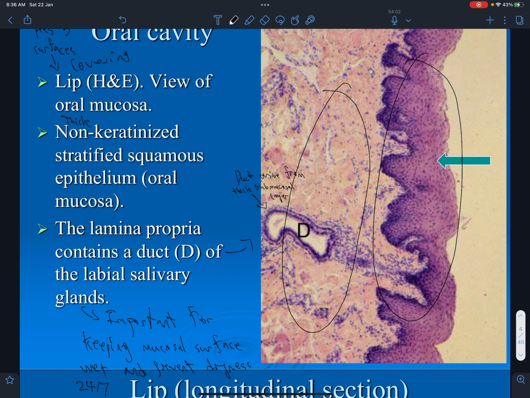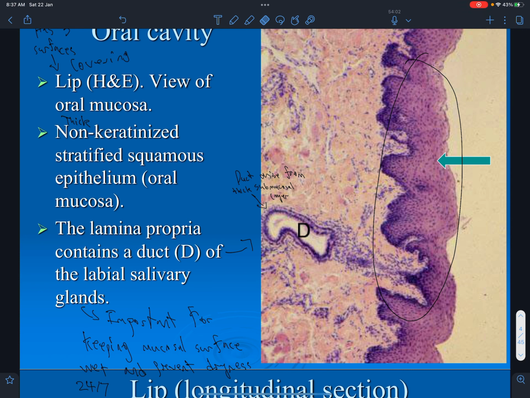If you haven't noticed, or if you ever didn't know from before, we have major and minor. The major is what we took, the parotid and submandibular and all that. The minor are just little salivary glands that open into your oral cavity. One of them is called the labial salivary gland, okay? The labial salivary gland has its duct opening into the lamina propria of your oral mucosa. So another feature to keep in mind for the histology of the lips as far as I'm concerned.